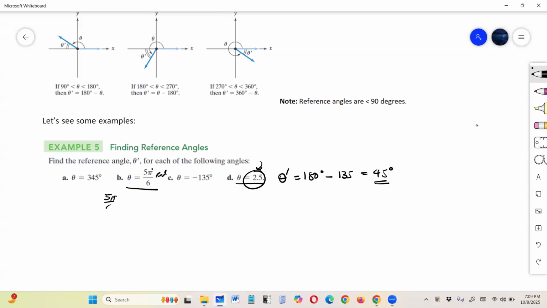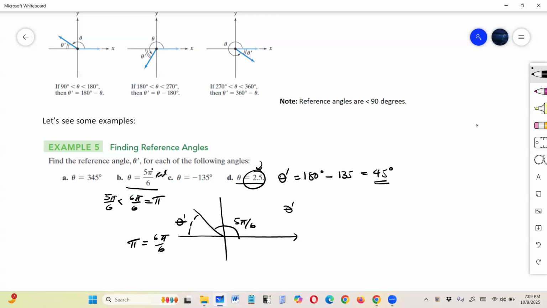5 pi over 6 is a little smaller than 6 pi over 6, right? But 6 pi over 6 is exactly pi. So 5 pi over 6 is here somewhere, and here is your reference angle. Here's 6 pi over 6, which I know is pi. So my reference angle would be 6 pi over 6 minus 5 pi over 6, or pi over 6.